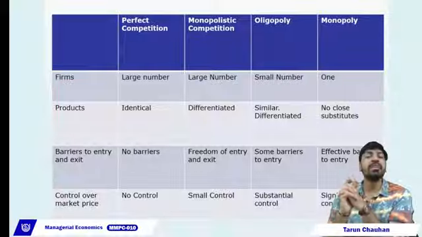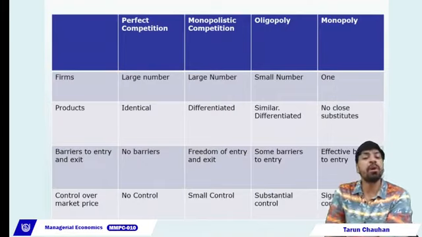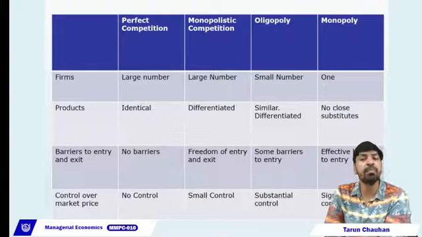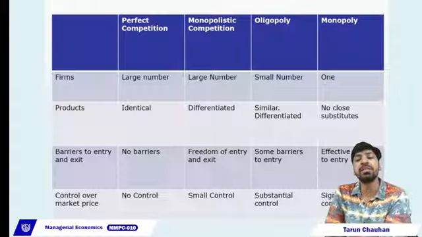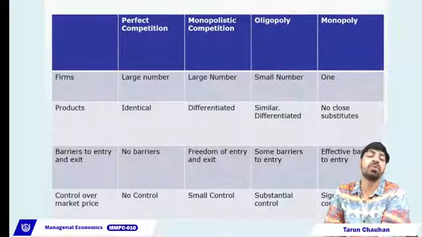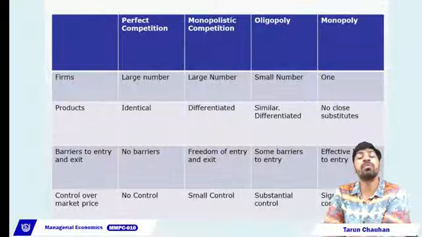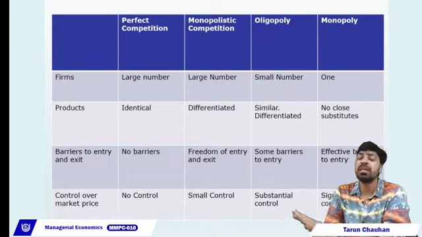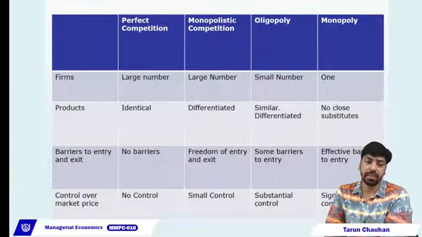When we talk about entry and exit, in perfect competition there are no barriers. In monopolistic competition, a firm can always enter and exit. In oligopoly, some barriers to entry are possible in this form, and effective barriers to entry. It is very difficult to get entry in a monopoly as there is only one firm and no new firms would enter such markets. And of course, in oligopoly also, it is difficult for new firms to get entry. But when we talk about perfect and monopolistic competition, there is free entry and exit, so there are no restrictions or barriers to entry or exit.